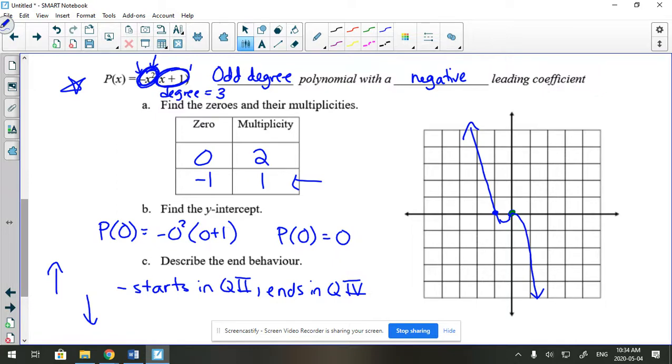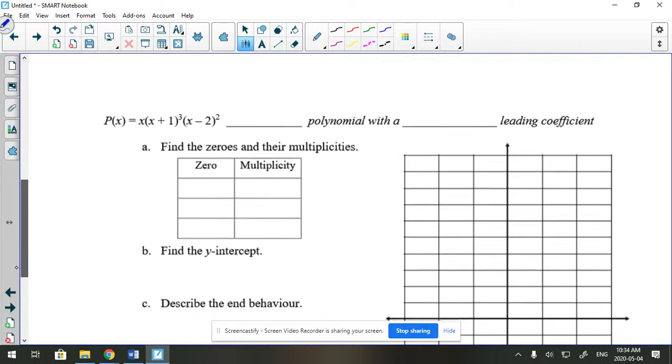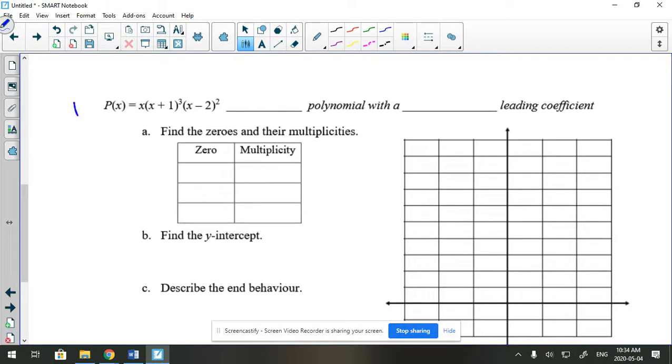Okay, I'm going to try one more. I feel like I'm talking fast, so bear with me. At least you can rewind if I'm talking too fast. All right, so let's look at the bottom of the next page. I'll just do one more, and you can look through the other ones on your own.